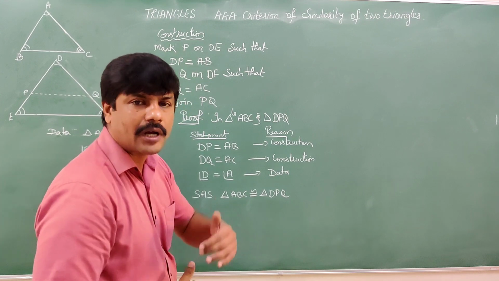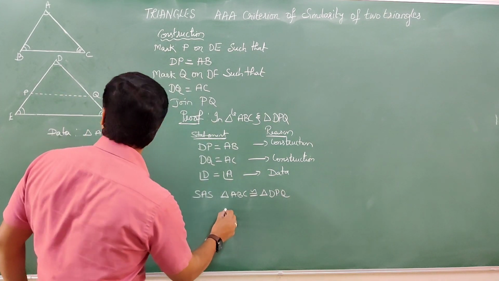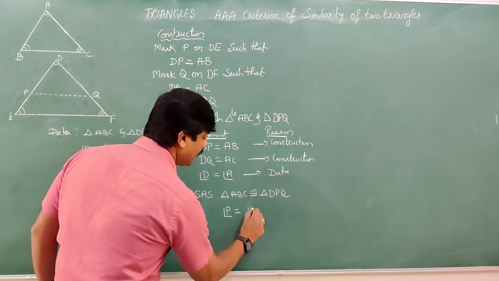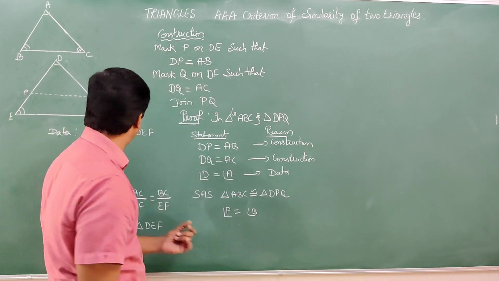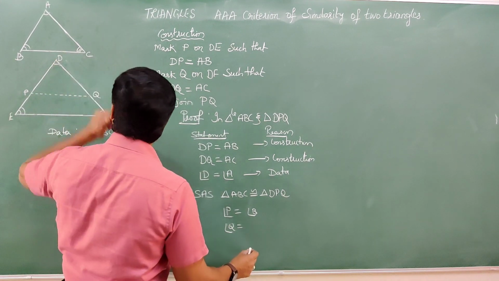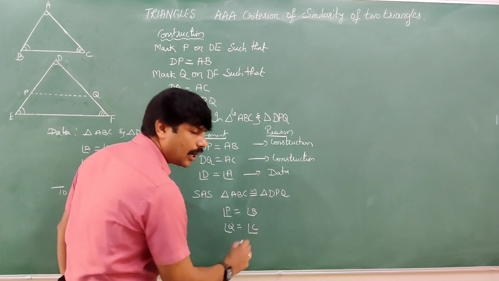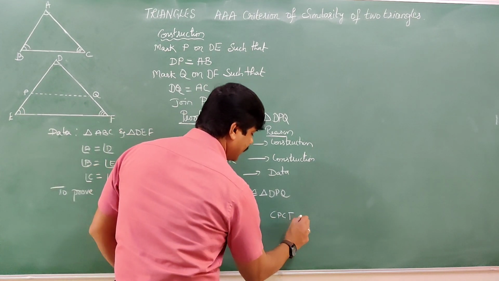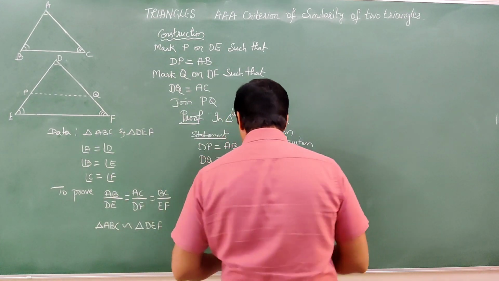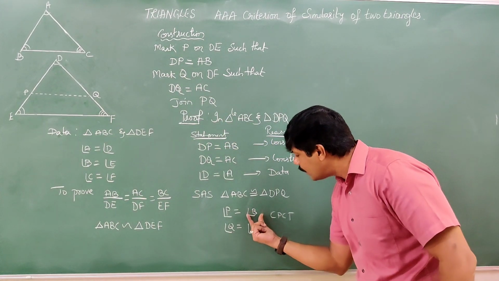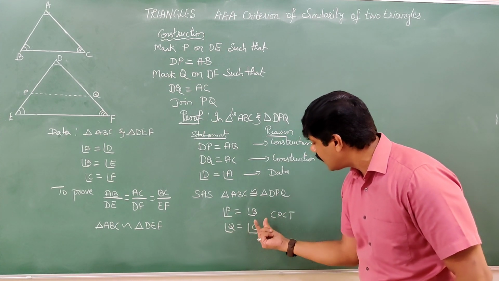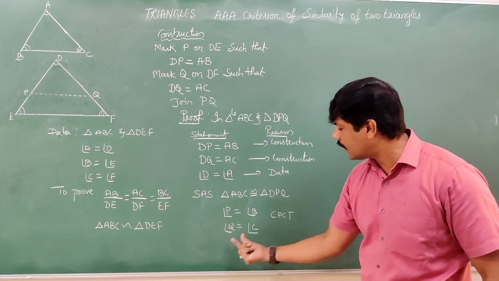Therefore, by CPCT, corresponding parts of congruent triangles, we can take angle P is equal to angle B, or angle B is equal to angle P, and angle Q of triangle DPQ is equal to angle C. By this we came to know that angle B of triangle ABC is equal to angle P, and angle C of ABC is equal to angle Q of DPQ.